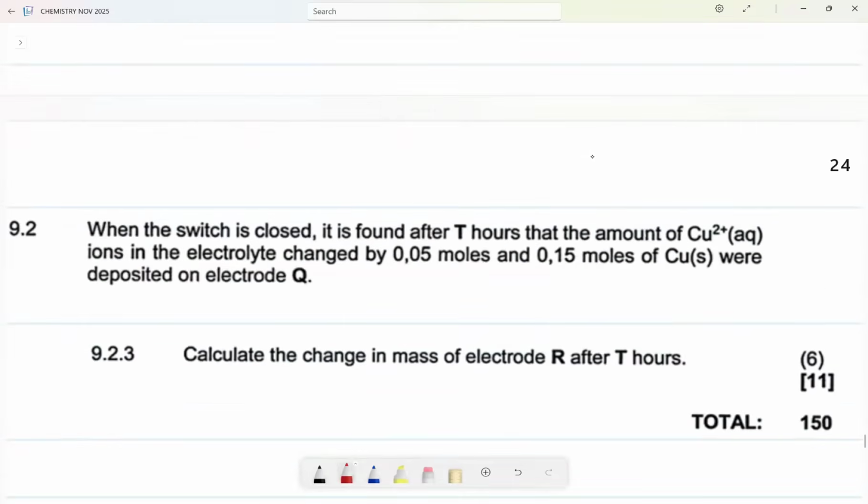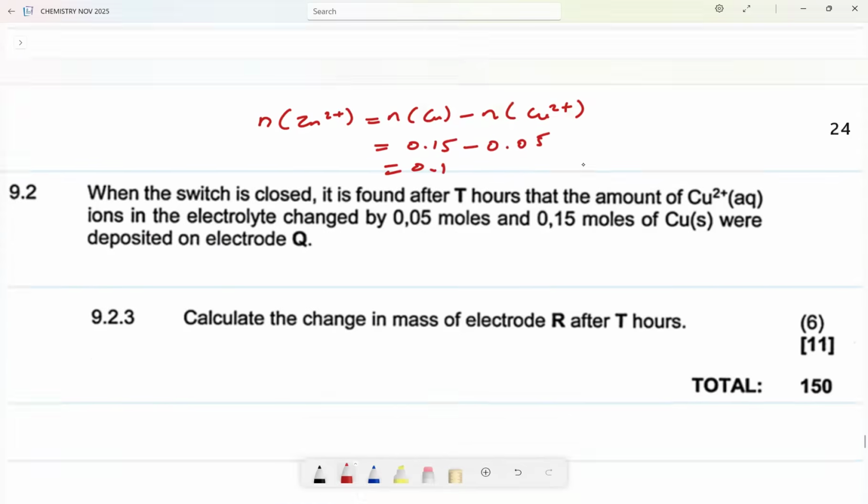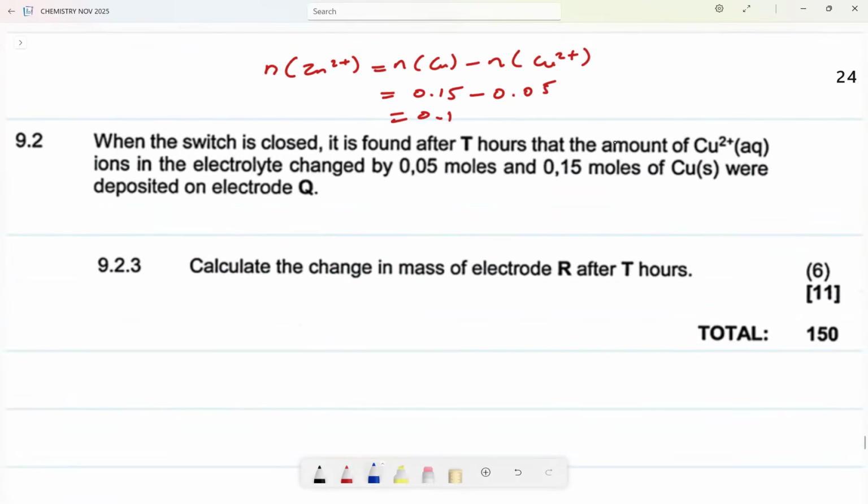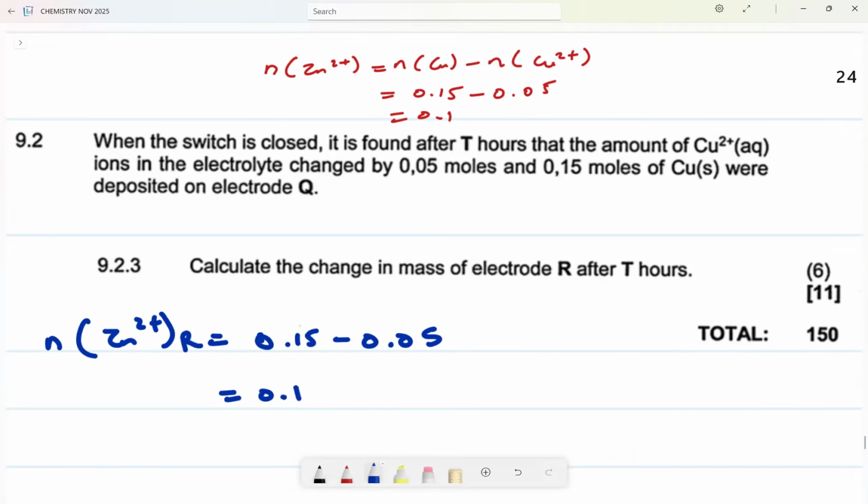Okay. Interesting question. But we have already analyzed this question to say now the number of moles of Zn2+ are going to be 0.15 minus the 0.05. Remember this one, it is from copper. And then this copper deposit is 0.15. Then this is the 0.05. So it will be something like 0.1. So when I want the change in mass, let me calculate the number of moles that were lost in R. So the number of moles of Zn2+ in R is going to be 0.15 minus 0.05, which is just basically 0.1 moles.